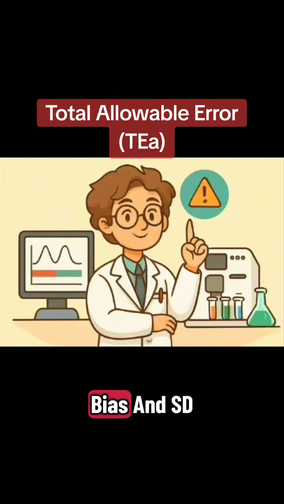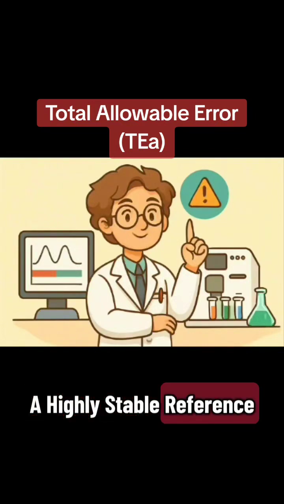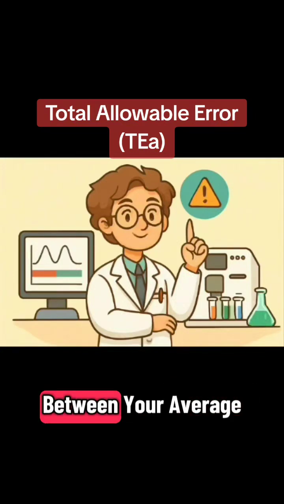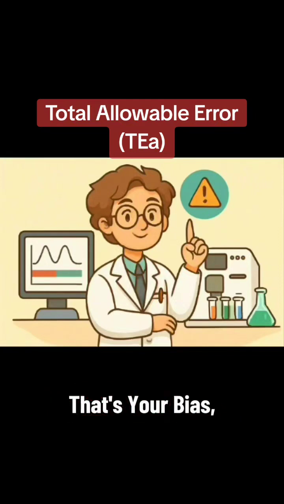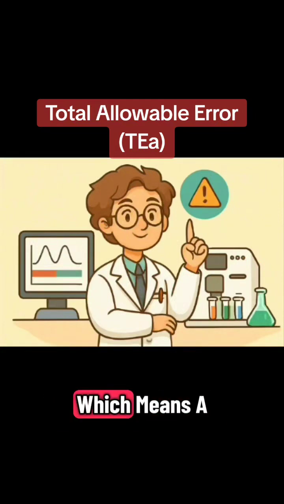Bias and SD. So for bias, you're comparing your new method against some kind of gold standard. A highly stable reference material, or a validated reference method, yes. That difference between your average and the true value, that's your bias, your systematic error. And the SD is just the spread of your own results. It's the scatter around your average. You're looking for high precision, which means a low SD.